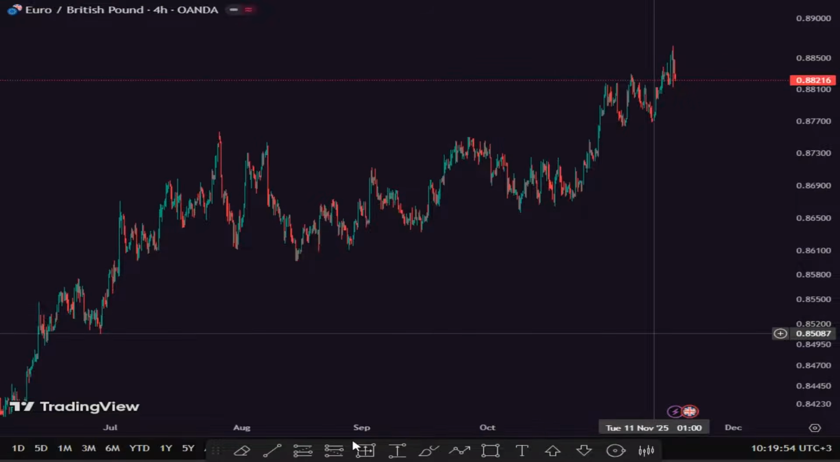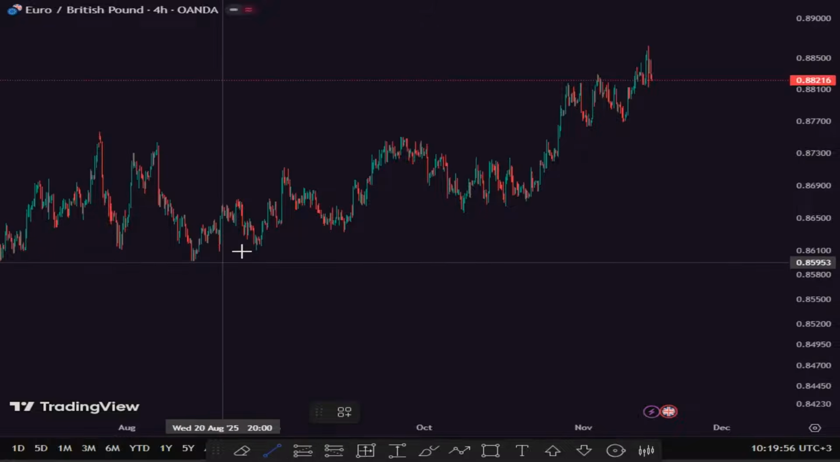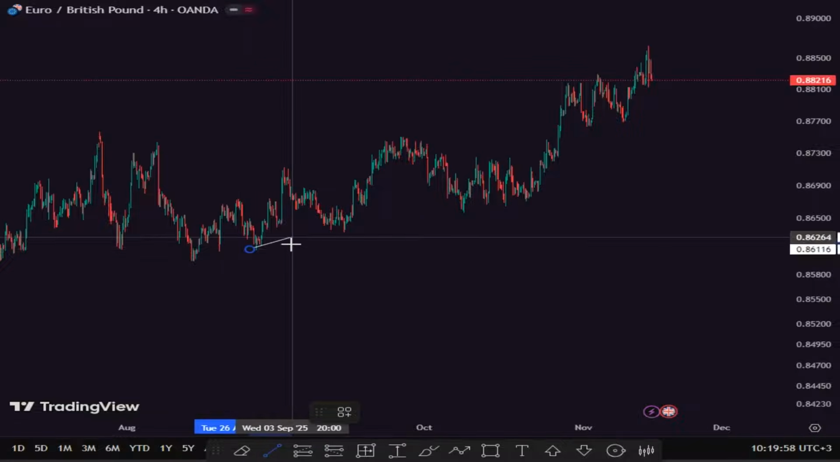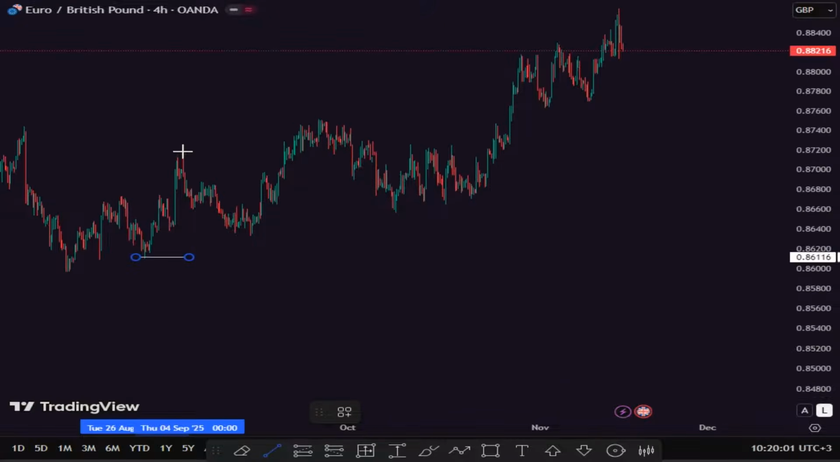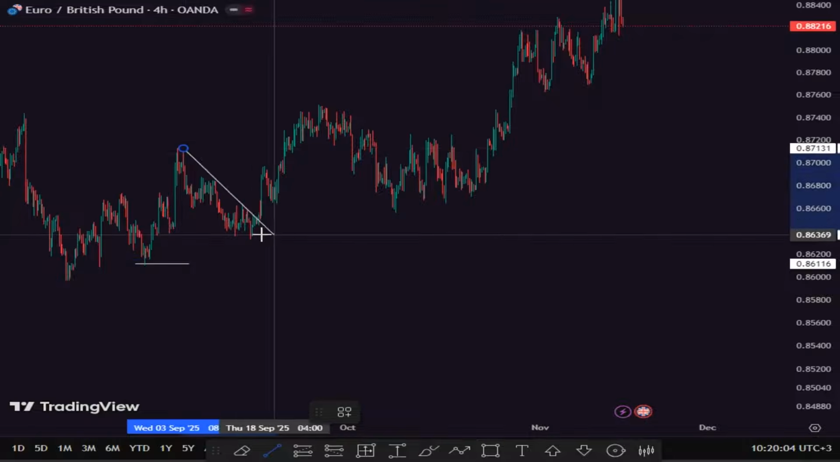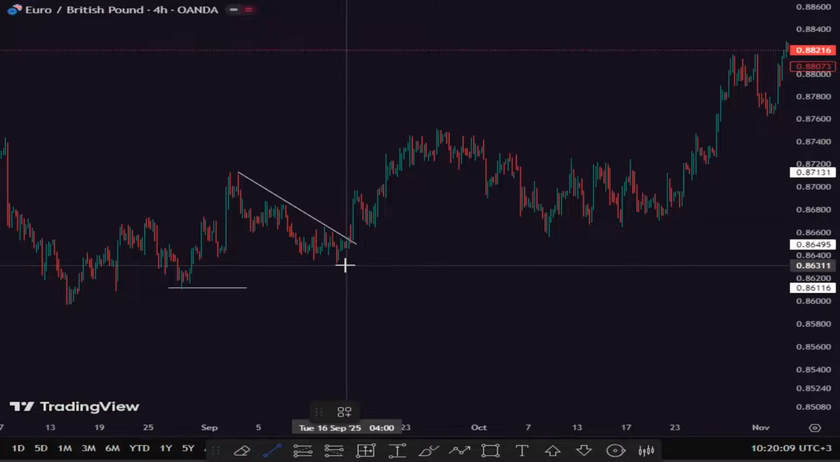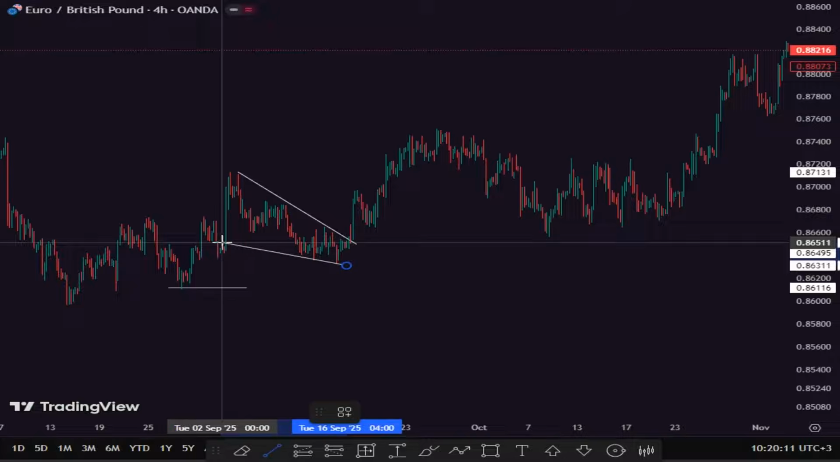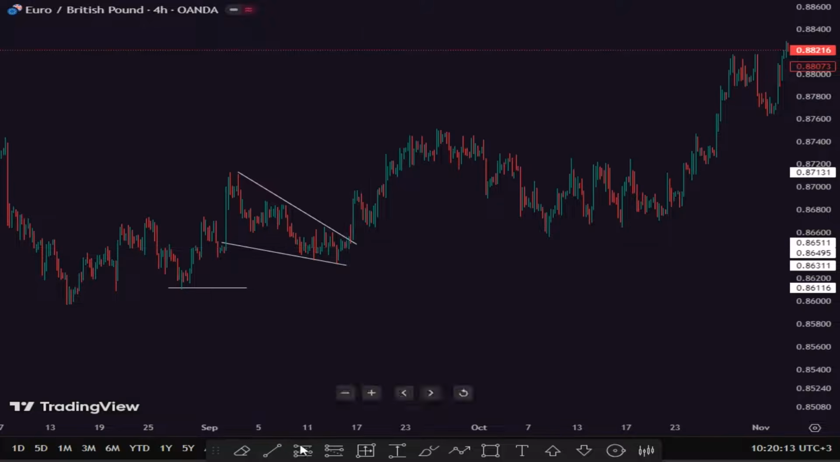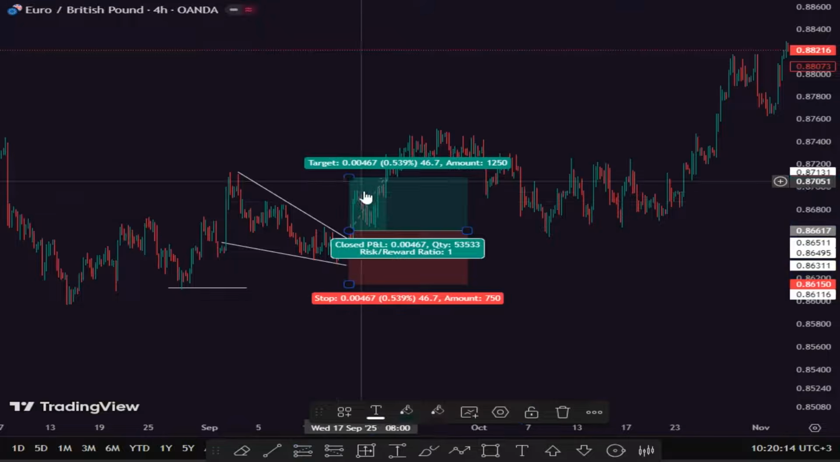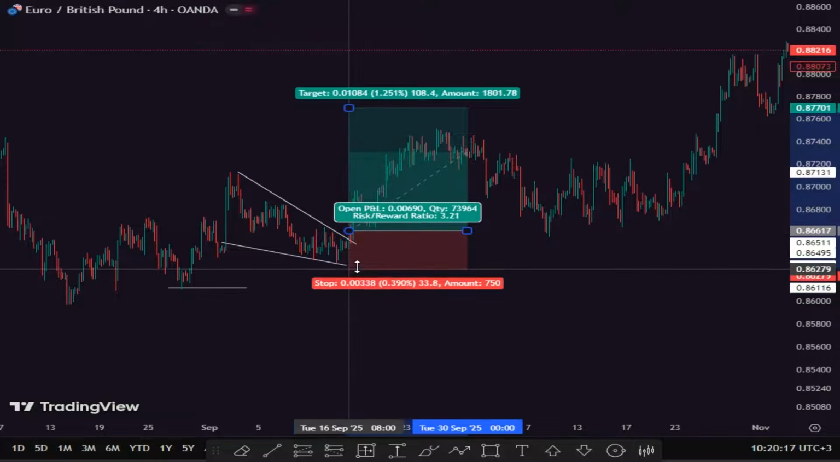maybe SMC. Now we can do as many examples as you guys want. We have price pushing all the way up right there. Look for a pattern right there. 1, 2, 3 right there. Break right there. Look for your entry opportunity, something like that.